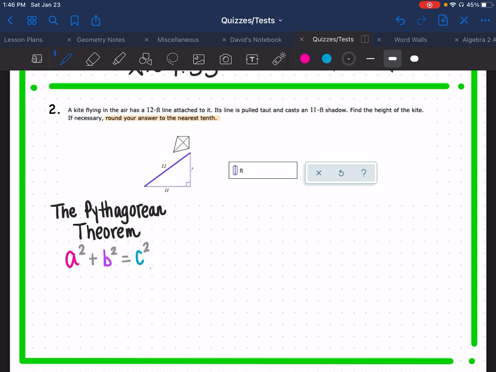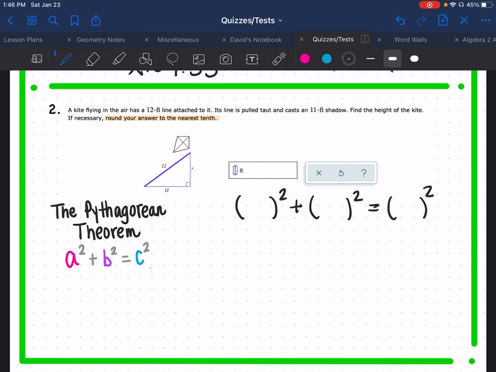That's just meaning that in case when I put it in the calculator, I don't get a whole number, I need to round to the nearest tenth. We're going to go ahead and use the Pythagorean theorem again, and luckily they've drawn the picture for you. Okay, they've drawn the picture for you.